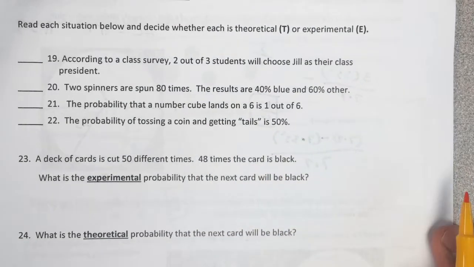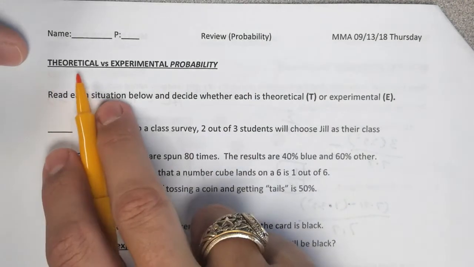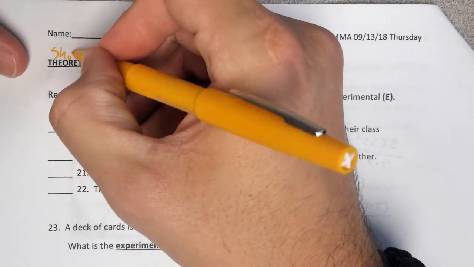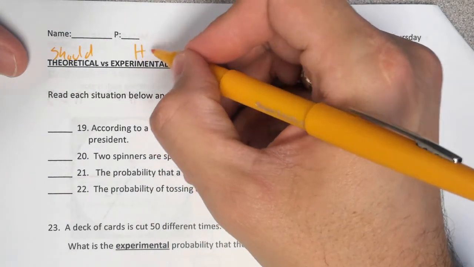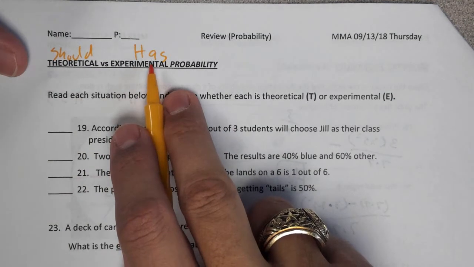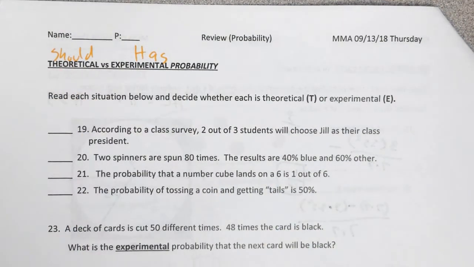Okay, now we're going to review theoretical versus experimental probability. Theoretical is when we don't have to do anything. Theoretical is what should happen. Experimental is based on what has happened. Sports stuff is usually experimental. Dice and card stuff is usually theoretical when we're talking about them.